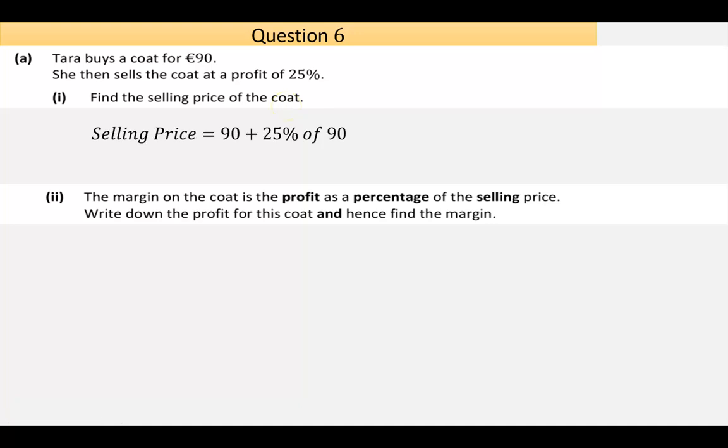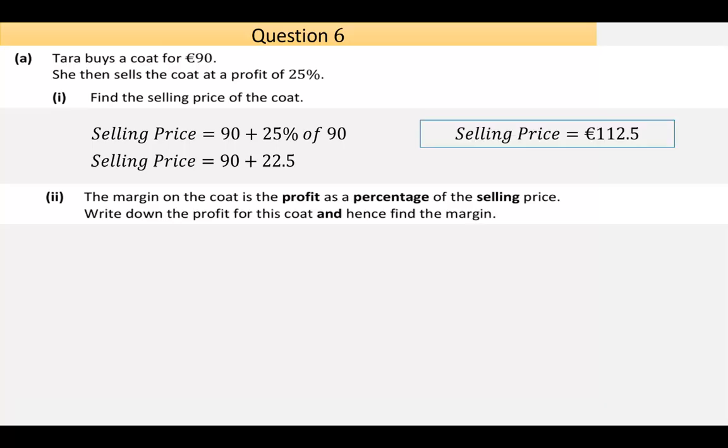So the selling price is given by the price in addition to the extra amount. So the profit is 25% of 90. Now that's just a matter of doing the calculation. You can multiply by 25% using the calculator or multiply by 0.25, because it's always worth remembering that 25% means 25 over 100, which in decimal is 0.25. I got an answer of 22.5, which makes sense. It's about a quarter of 90. When I add that to the original price, I get 112.5.